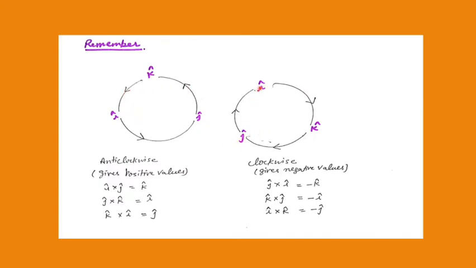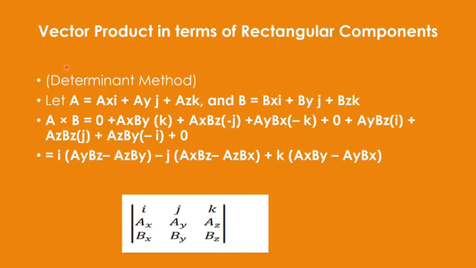But if I am moving in the otherwise direction, you change the sign. Now you will get i cross k as negative of j. Similarly, if you take k cross j, that will be negative of i, and if you take j cross i, then it is equal to minus k. So this way, for anti-clockwise, you will get positive values. For clockwise, you will get negative values. You can draw the circle and keep the signs in your mind whenever we have to take the cross product of the unit vectors.